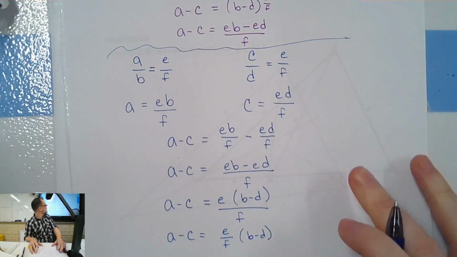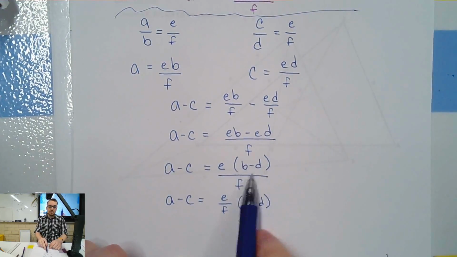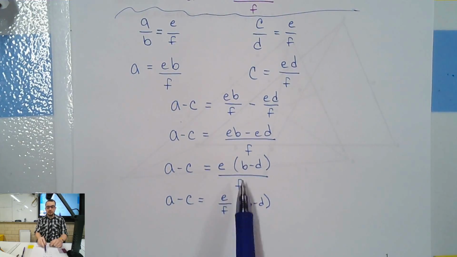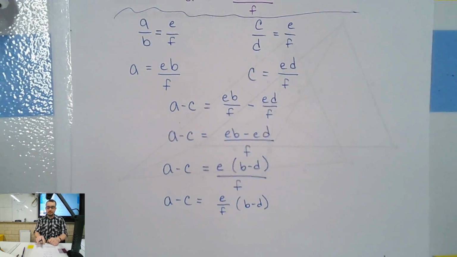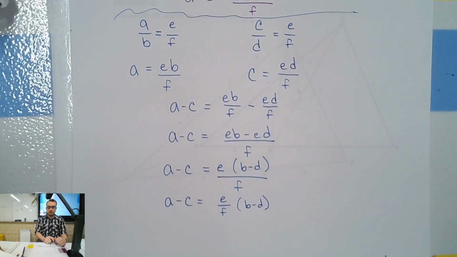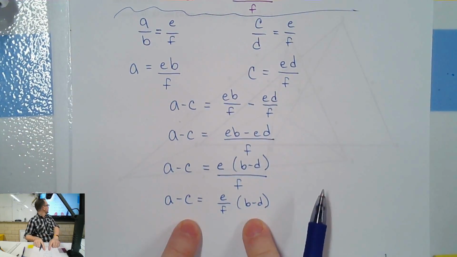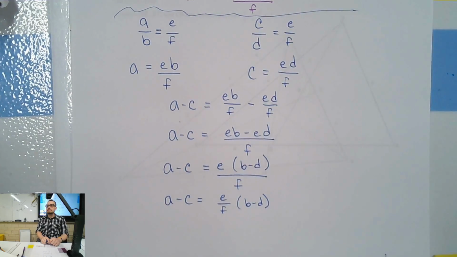Right, it's all multiplication. E times the quantity of B minus D all over F, or E over F times B minus D, right? It's all multiplication. It's fine. This thing times that thing divided by that thing. This thing times that thing divided by that thing. They're both the same. Now what do I do to get from here to what they wanted me to prove? What do I do? From here to what I wanted to prove.